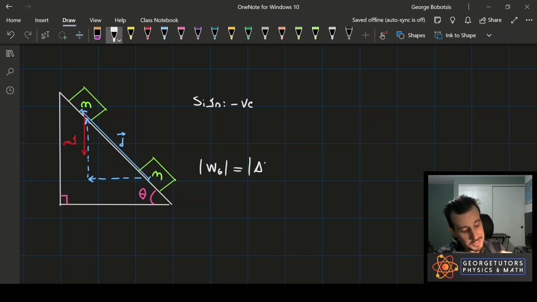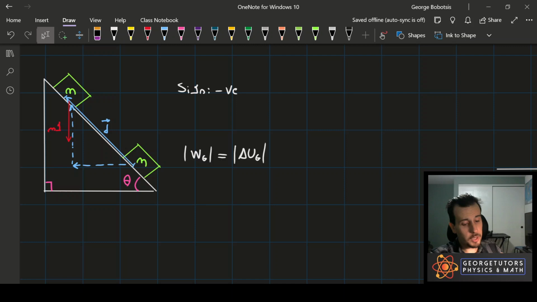I'm only interested in the size of the change here. So that's why I'm including the absolute values, because I've already established the sign is going to be negative. So how can I write delta UG? Well, I know that UG is mgh.